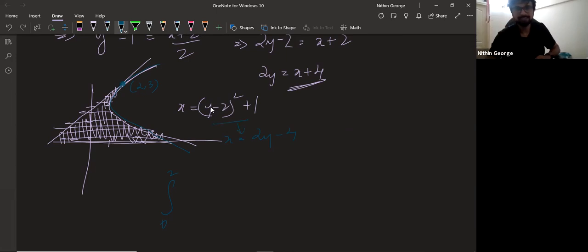Integral of y minus 2 the whole square plus 1 minus 2y minus 4, dy. That's it. You have your answer with you. Getting this? Not 0 to 2, 0 to 3, 0 to 3. 2, 3. What am I even writing here? Okay. Right. There's mistakes.